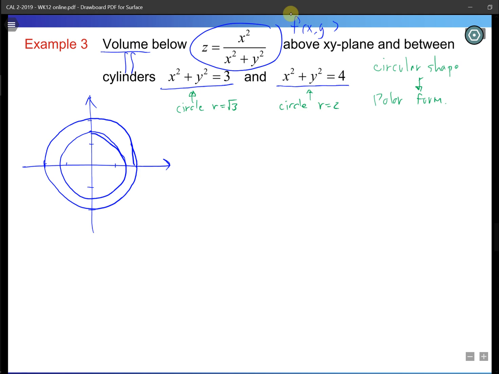Okay, I need to practice on this more. I just can't draw this circle nicely. Okay, this is the best I can manage right now. All right, so this is the area that we got from the problems, and they want to find the volume over this domain region. So this ring.